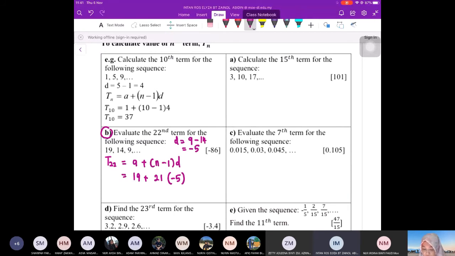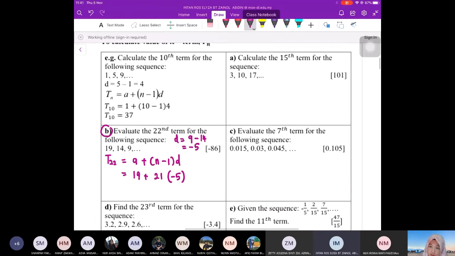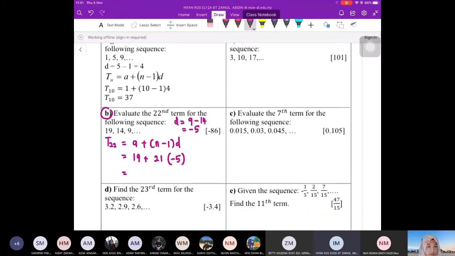Kat sini penting. And then macam tadi saya kata, you know that the sequence is in descending order, so your d should be negative. Kena alert benda-benda tu. Okay, apa answer dia? T22, berapa dapat? Negative 86. Dapat kan? Try to answer C.